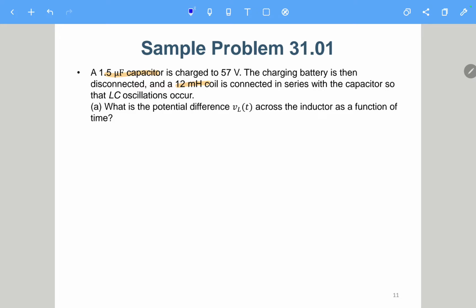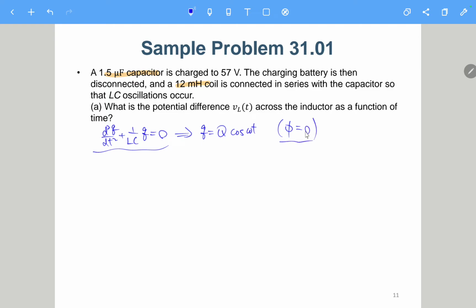Okay, so at the very beginning we have d²Q/dt² + (1/LC)Q = 0. This is the trivial expression, and the solution is Q = Q_max times cos(ωt + φ). Or maybe we just ignore the φ here. We just assume φ to be 0 for simplicity.